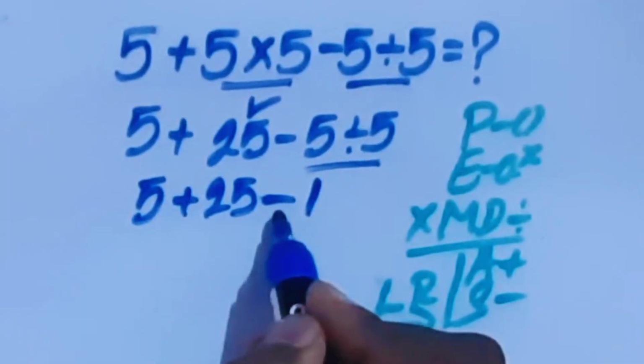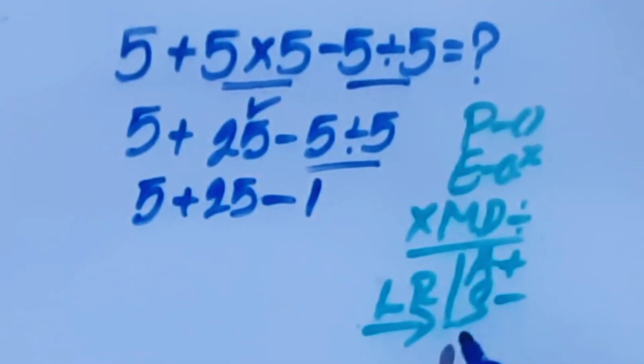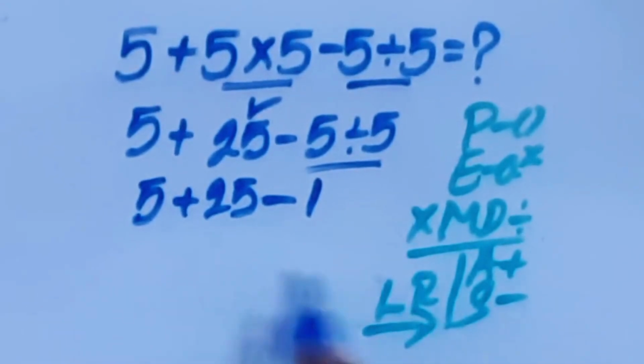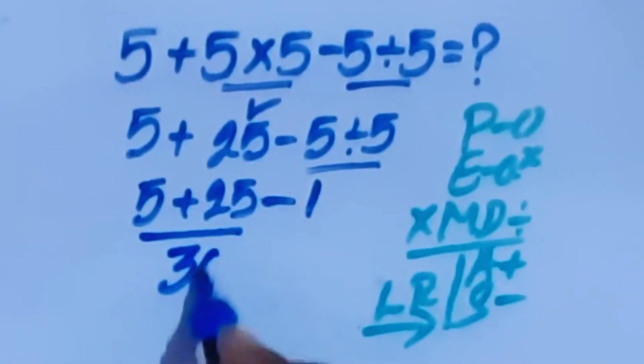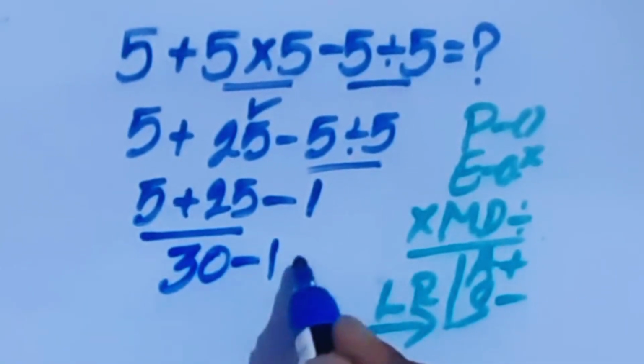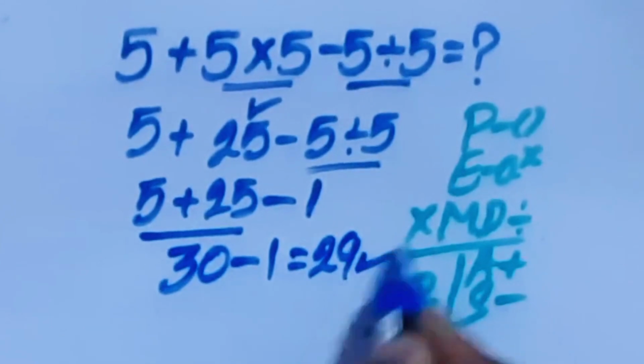Here we have addition and subtraction. Addition and subtraction both have equal priority. For this equal priority we have introduced the left to right rule. Left to right is this one: 5 plus 25 is 30, minus 1. Here 30 minus 1 is 29, which is the correct answer.